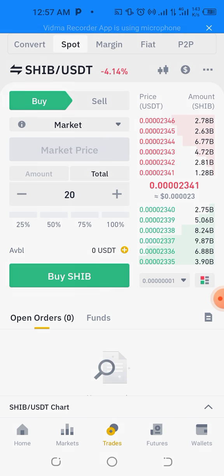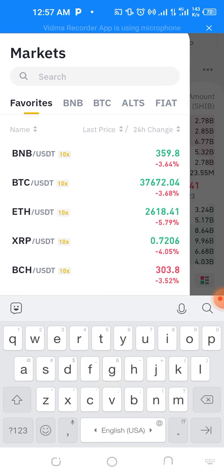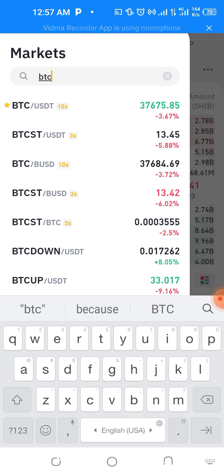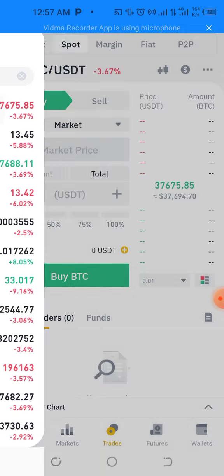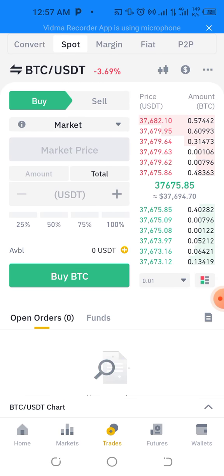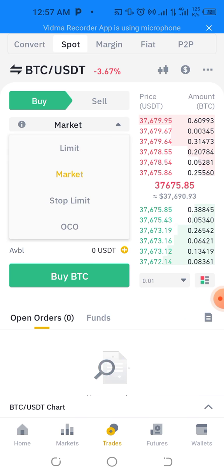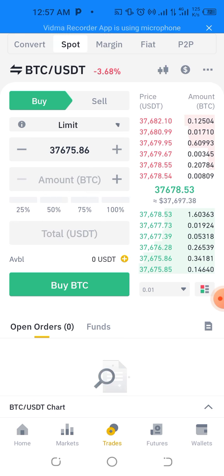So the same goes with any other coin you want to buy. Let's say you want to even buy BTC with USDT. So BTC is currently $37,675 at this moment, right? So if it is market price, you leave it at market. If it is limit, let's say you have a feeling that BTC will drop to maybe $35,000, which it has even dropped like that severally.